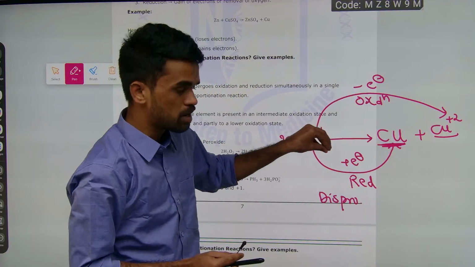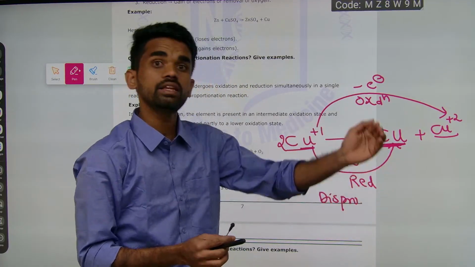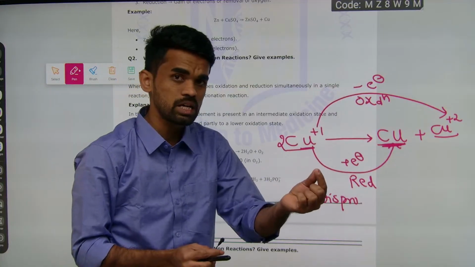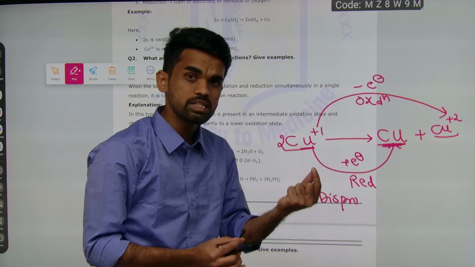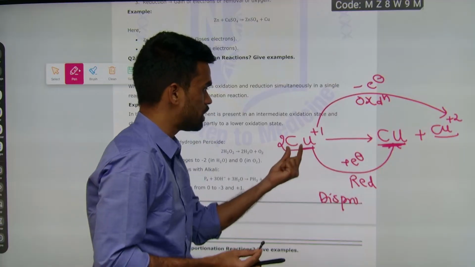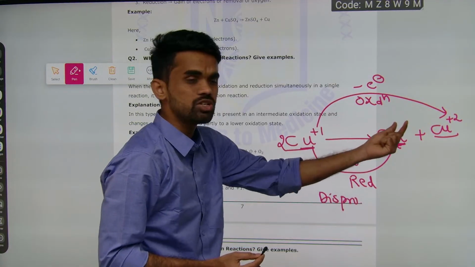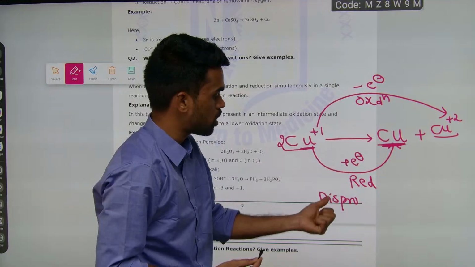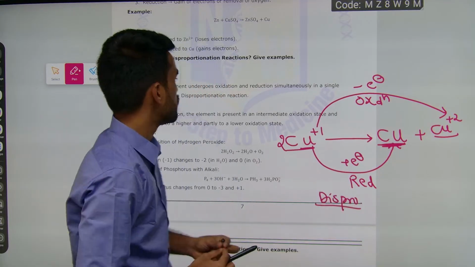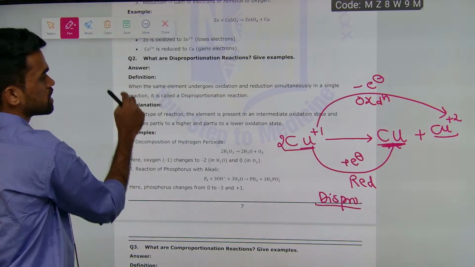So this is an example of a redox reaction only, but in further classification we particularly call it a disproportionation reaction. If the same element undergoes both reduction and oxidation, then that redox reaction is called a disproportionation reaction. Okay, hope the discussion is clear up to here.